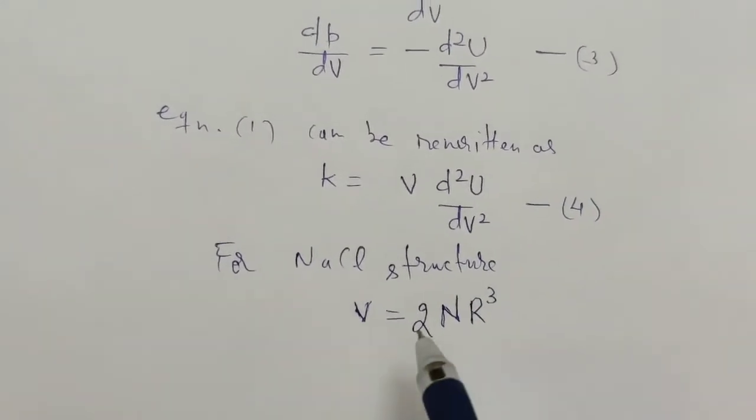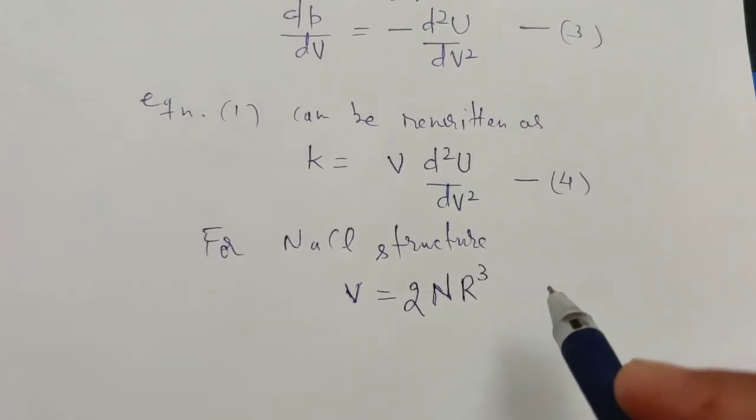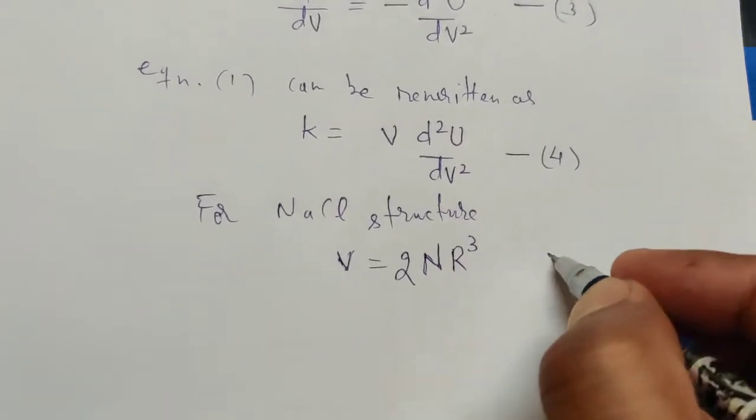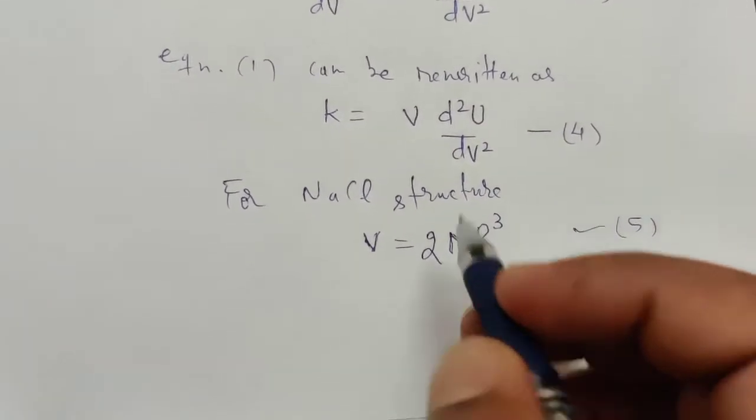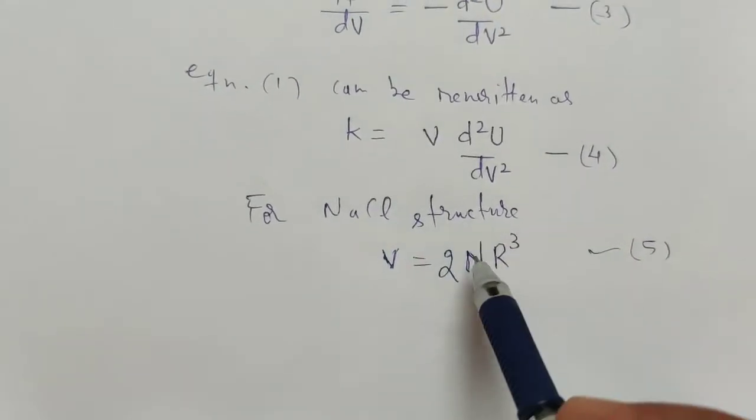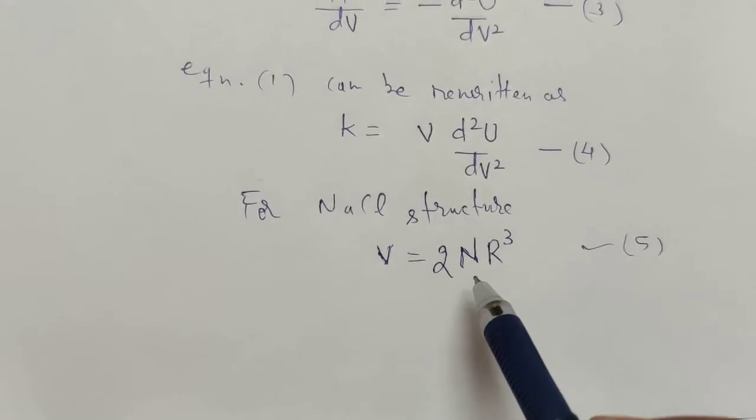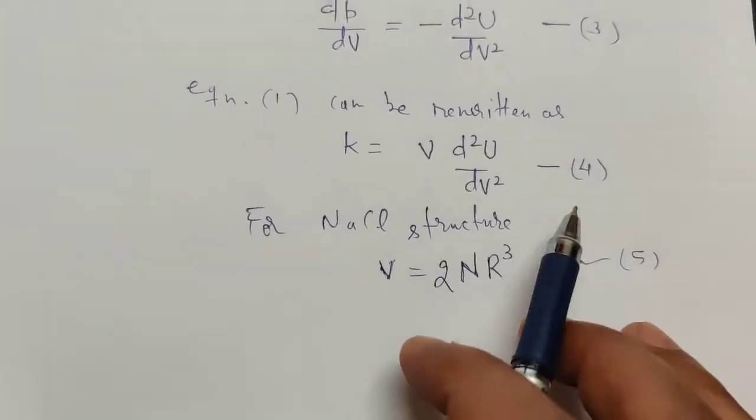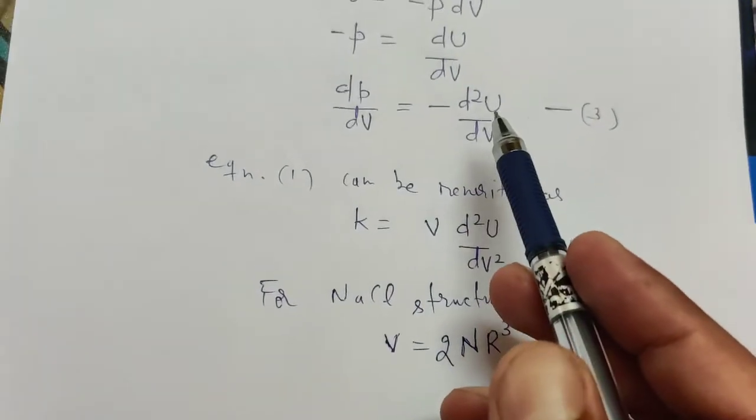So this is 2 because the contribution to the volume is coming from both sides, that is positive and negative ions. So therefore this will be 5. So this is the volume of NaCl crystal, where R is the nearest neighbor distance and N is the total number of molecules or atoms in your NaCl crystal. So now I have to find this dU upon dV.